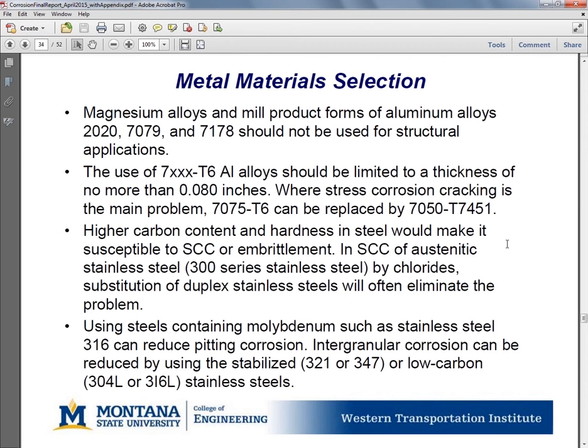In SCC of stainless steels in the 300 series, substitution with duplex stainless steel will often eliminate this problem. Using steels containing molybdenum, such as stainless steel 316, can reduce pitting corrosion. And intergranular corrosion can be reduced by using the stabilized 321 or 347 or the low carbon stainless steels.